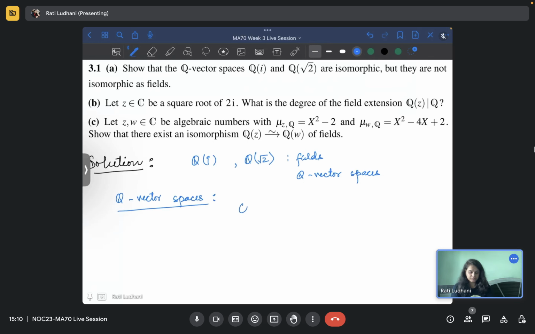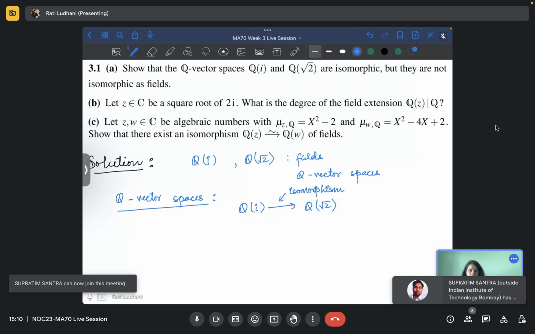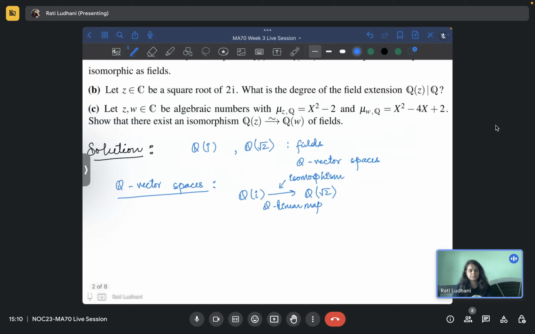What is the meaning of isomorphism in terms of vector spaces? What kind of isomorphism? A bijection that preserves addition. Vector space isomorphisms are your basic linear maps. So these are Q linear maps, as you must have studied in linear algebra. We only talk about linear maps because there we talk about vector spaces only.